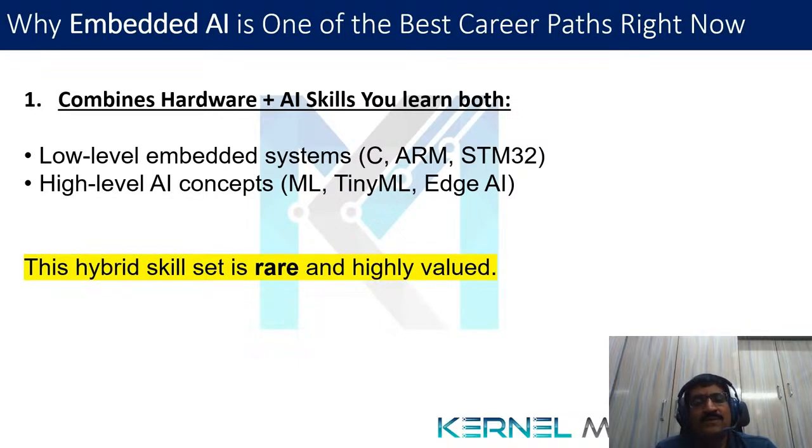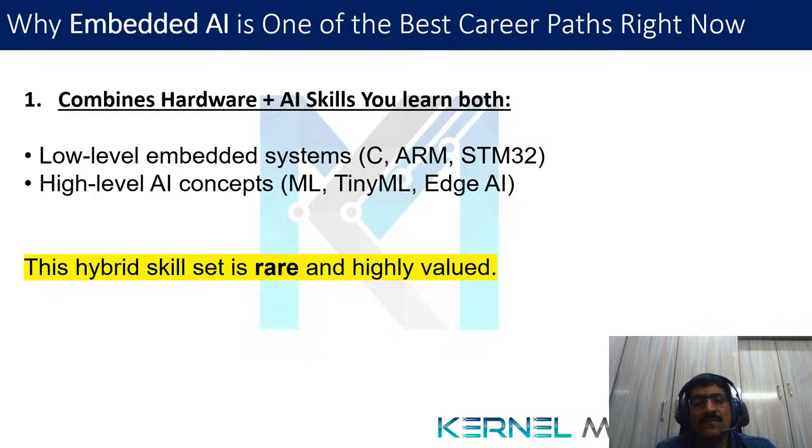I think the first point is that we can gain knowledge of hardware plus AI combination together. What advantage can you learn from the combination? You have experience on low-level embedded systems like ARM processors and STM32 controllers, and you can get high-level AI concepts also, like ML, TinyML, GenAI. So with both combined, you have experience in AI and in hardware programming. We call this a hybrid skill. You can get a highly valued requirement. Tomorrow you get a good settlement, a good position in the industry.